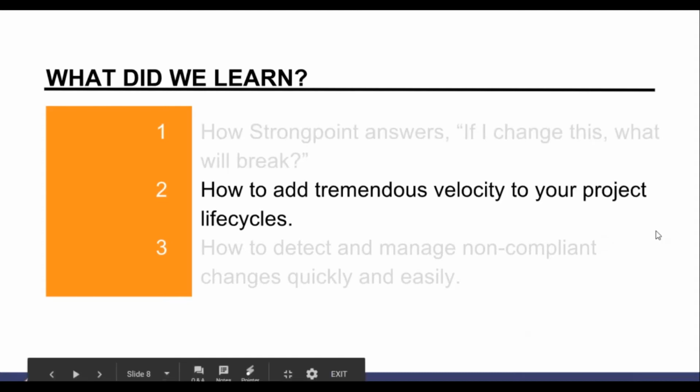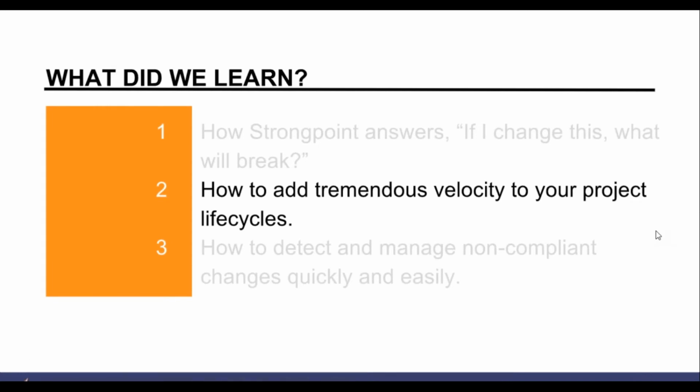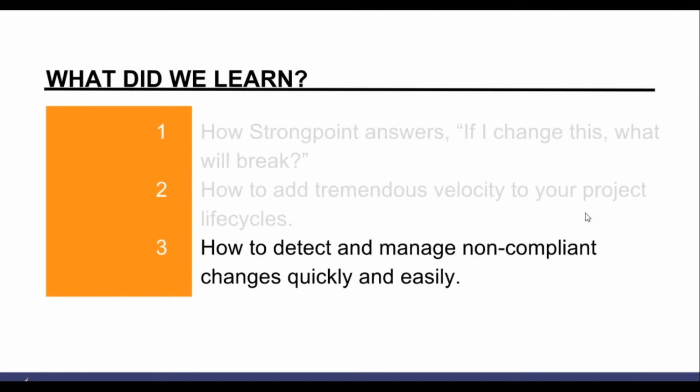The second point here is, how do we add tremendous velocity to your project life cycles? In the earliest stages of your planning and discovery, think of what Strongpoint can do, and think of how quickly we can give you those answers that you need to quickly identify the risk involved with making changes and the time that will be required to go through all of the relevant objects and figure out what you need to make sure it doesn't break. That's really how we can help. We've seen clients start to turn around projects in significantly shorter amounts of time with our tools in place.